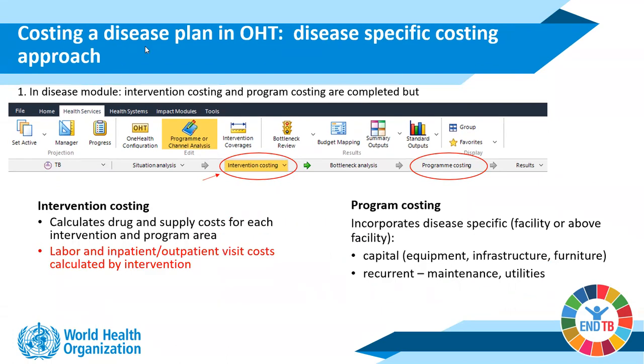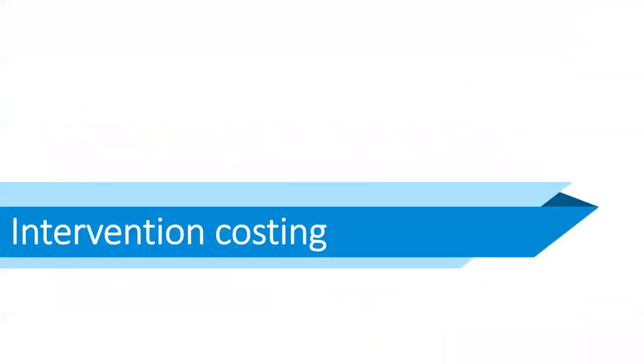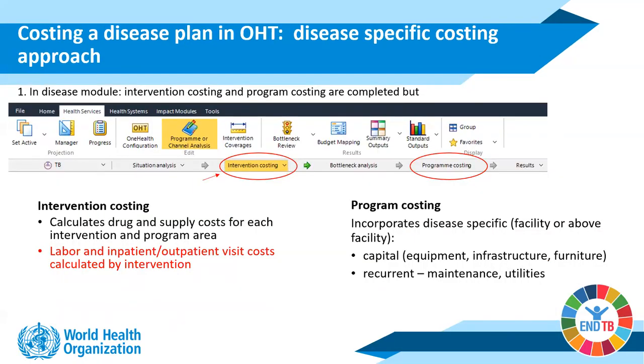If you take what we call a disease-specific costing approach, then you would fill out the intervention costing component, which would calculate the drug and supply costs for each intervention and program area, and would also provide the data that you need to calculate labor and inpatient, outpatient visit costs calculated by intervention. And you would also fill out the program costing component, which incorporates disease-specific information about training, human resources, et cetera, but also incorporates disease-specific information about capital costs and recurrent costs.